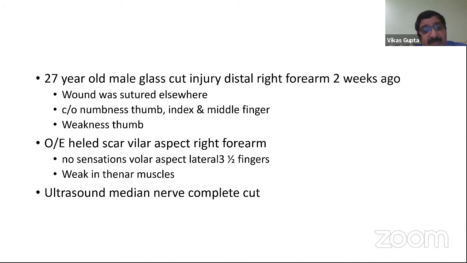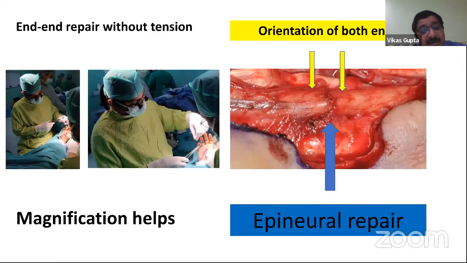On examination, there was a healed scar on the volar aspect of the right forearm, no sensation on the lateral 3.5 fingers, and weak thenar muscles. Ultrasound showed a complete transection of the median nerve. So the patient was taken for exploration and repair.